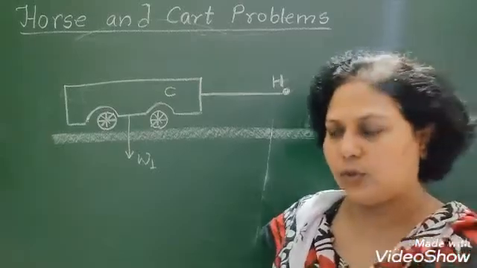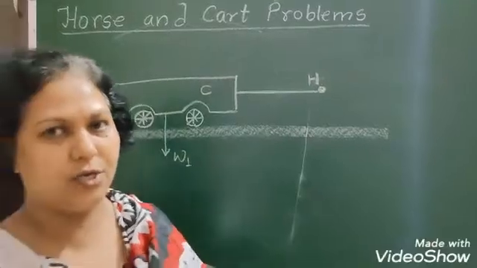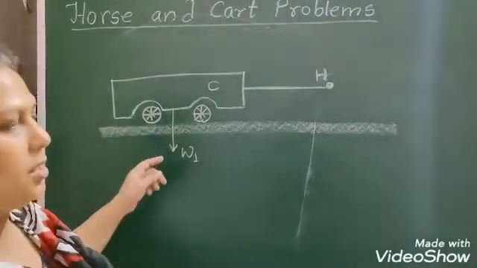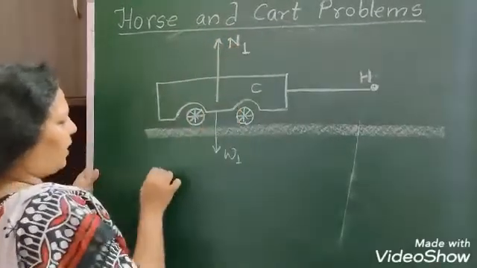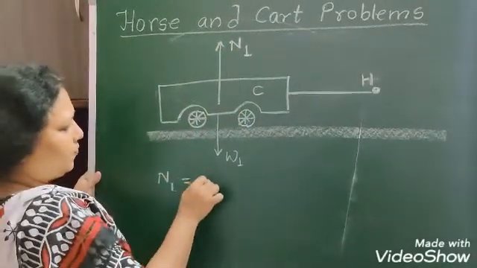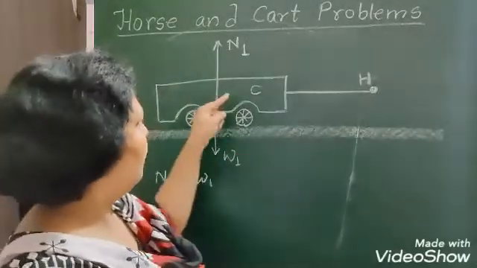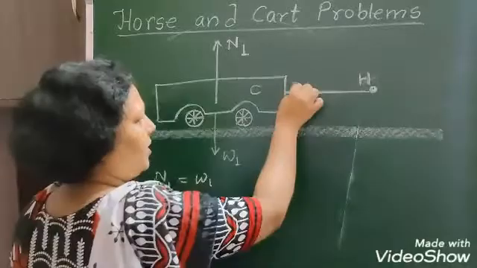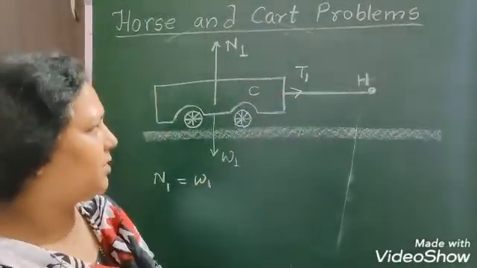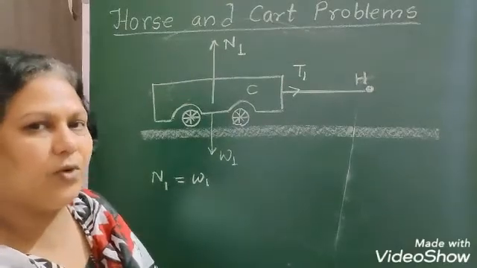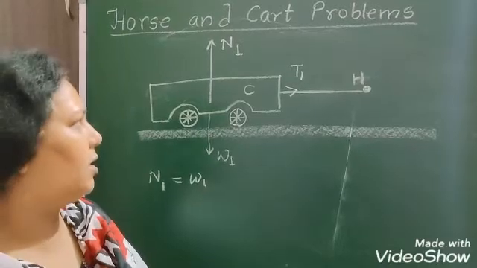So a reaction force will be there, or you can say the ground also applies a normal reaction on the cart, and that is equal to N1. So N1 is balanced by W1. Now the horse is pulling the cart by a force T1. T1, we are representing with the letter T, is the tension produced in the string when the horse is pulling the cart.